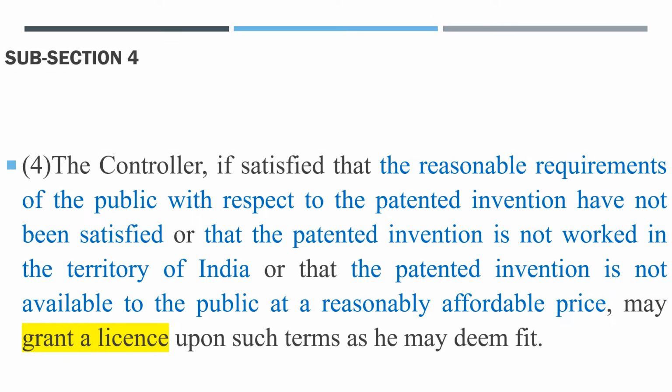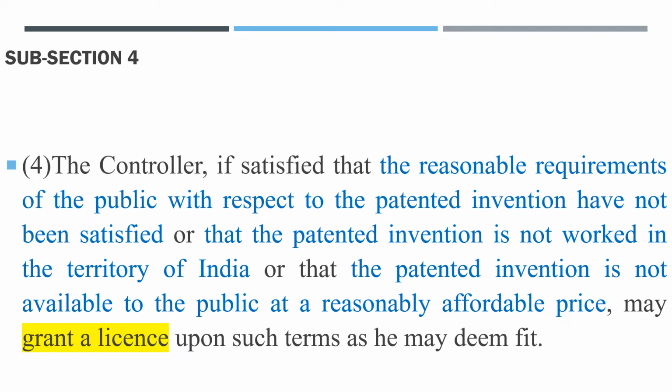Subsection 4 says, the controller, if satisfied that the reasonable requirements of the public with respect to the patented invention have not been satisfied, or that the patented invention is not worked in the territory of India, or that the patented invention is not available to the public at a reasonably affordable price, may grant a license upon such terms as he may deem fit. Okay, and here the key term or the key word is grant a license.